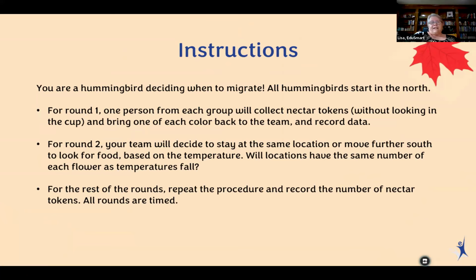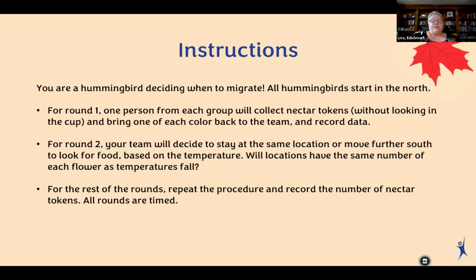So here are the directions the kids are given. For round 1, 1 person from each group will collect nectar tokens without looking in the cup, and you bring 1 back to the team. And you keep doing that until the time runs out. All rounds are timed. Then you record your data and you have to say, did you survive or not? With all this nectar that you collected, did you get all 3 colors? And if you didn't, then you're going to have to sit out till the next game, because this goes really fast.